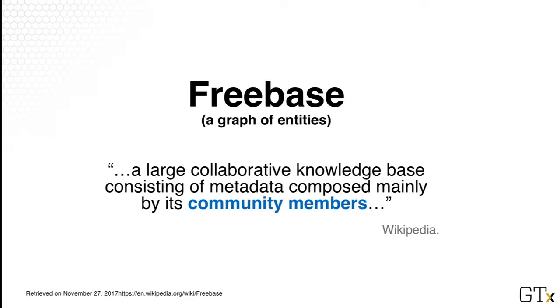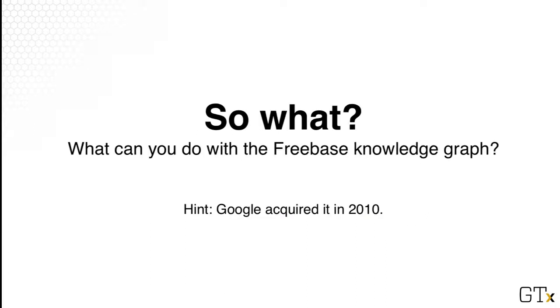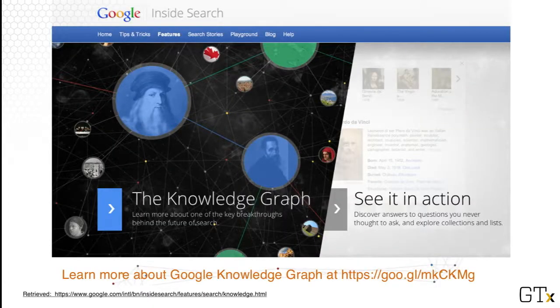Welcome back. From the Freebase intro video, you saw that Freebase not only assigns IDs to things, it also links the things if they are related. In other words, you end up getting a graph of entities, which is also called a knowledge graph. So what can you do with the Freebase knowledge graph? A little hint for you. Google acquired it in 2010. And now Google has something called Google Knowledge Graph. Visit its homepage and watch the two intro videos there to learn about what it can do.